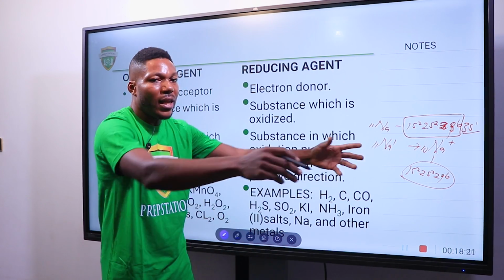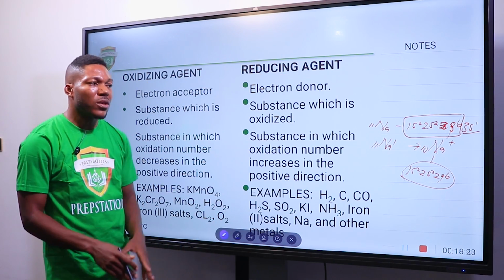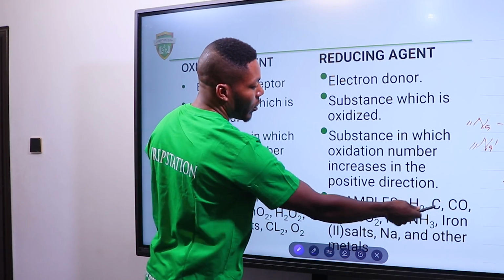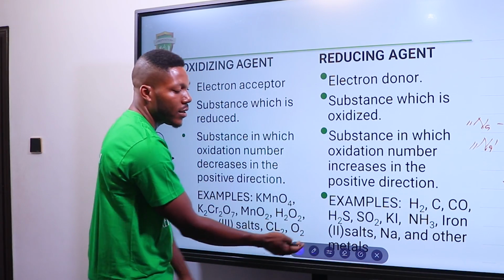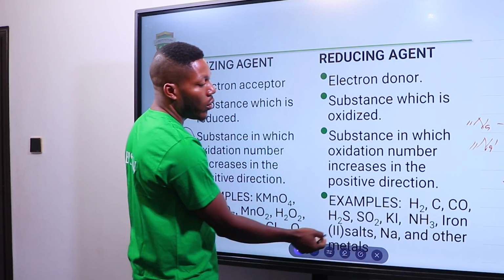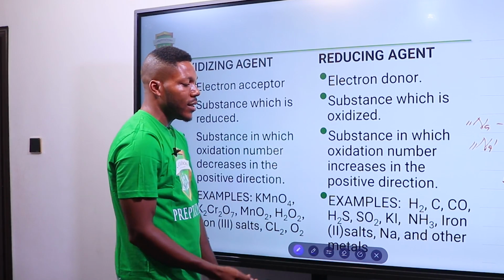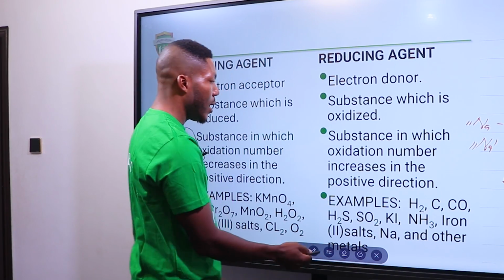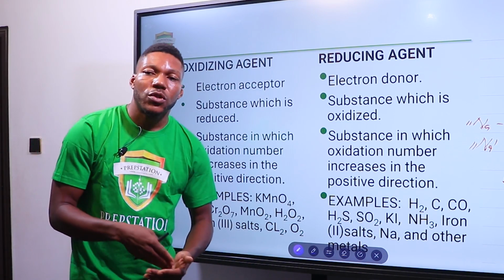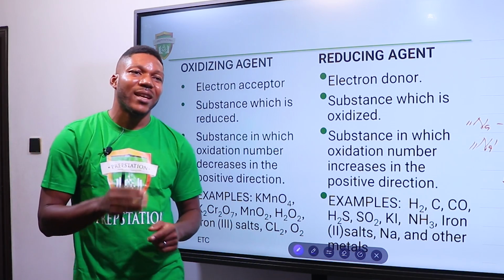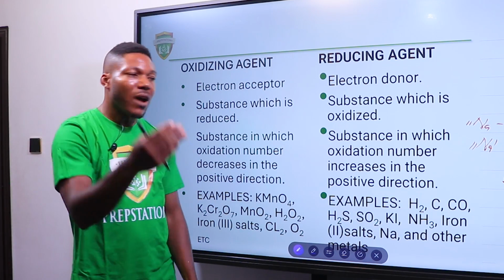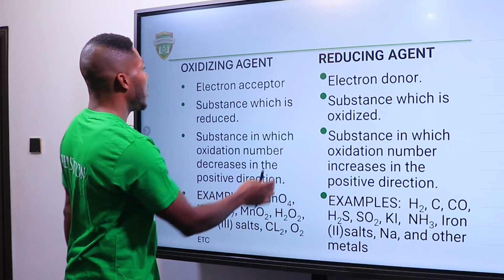So almost all the metals behave like this. They donate electrons, give out electrons, and gain their stability. Other examples of reducing agents are hydrogen, carbon(II) oxide, hydrogen sulfide, sulfur(IV) oxide, potassium iodide, ammonia. Then all iron(II) salts are reducing agents, sodium and other metals. So most metals are reducing agents, whereas most non-metals are oxidizing agents, because they accept electrons, while the metal gives out electrons. Okay, let's continue.